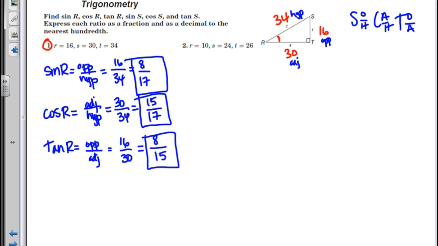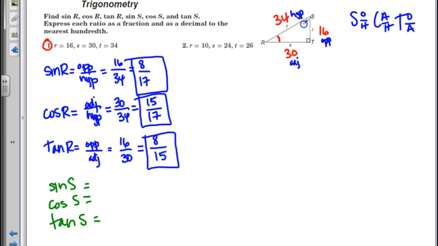All right, now pause the video and you do sine S, cosine S, and tangent S. All right, you guys try those three.